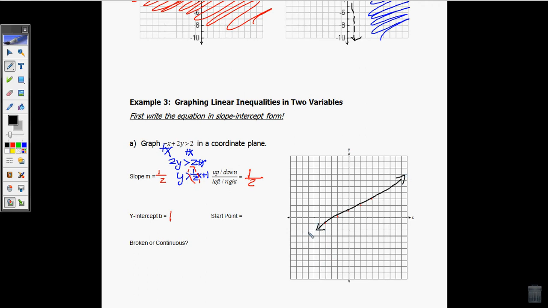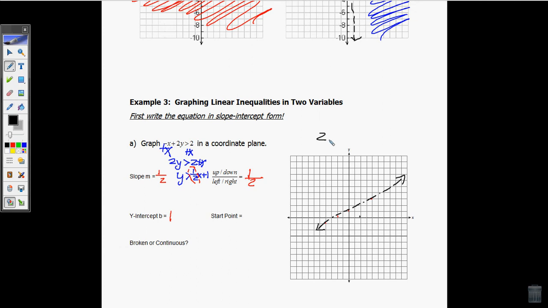But now I need to think about, is it a solid line or is it a dotted line? Well, based on my equation here, I don't have any equals. So that means that I need to break this up. This should be a dotted line. Alrighty. Now I need to figure out what side gets shaded. Okie dokie. I got to make a test point. Let's try the point right here. Ooh, that's not a very clear point. I wanted that one. The point 2, 0.